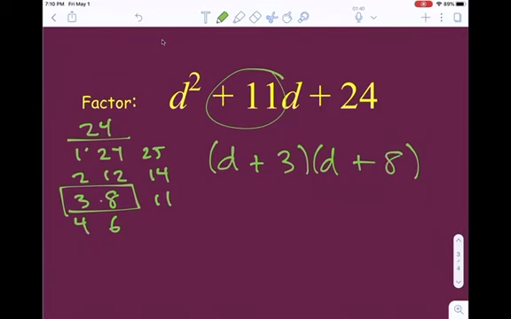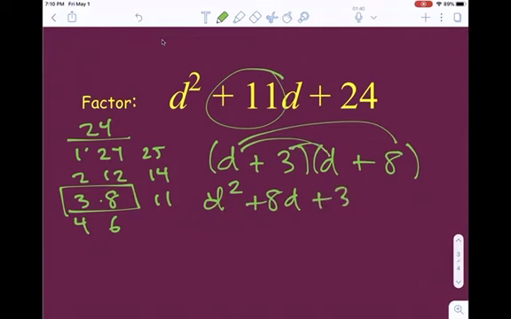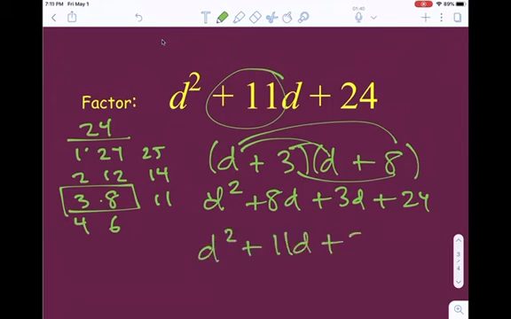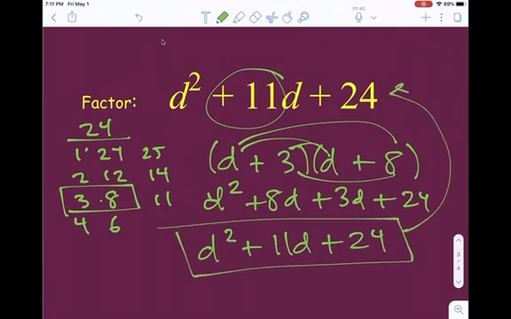And then let's expand it out. So we get d squared, outside term plus 8d, inside 3d, and then last is 24. And then add them up, combine the like terms, and then compare. And it looks like we are good again. All right, so this is the most basic and the easiest kind of problem to do, but I'm glad we're starting with this because we're building a foundation that we're going to work upon.